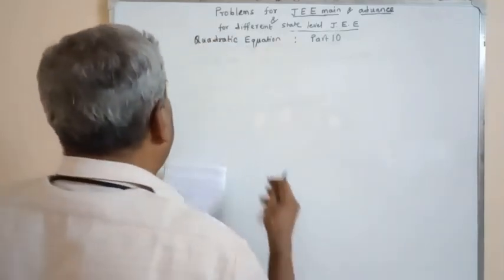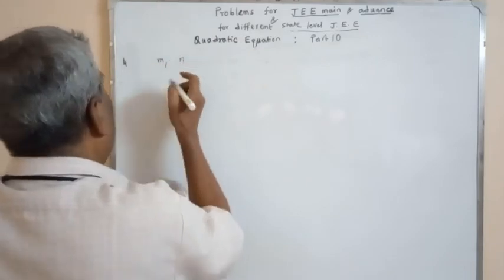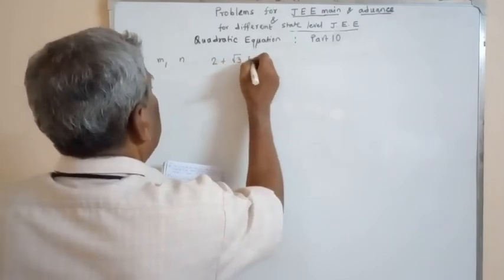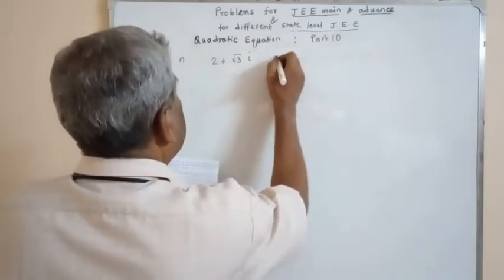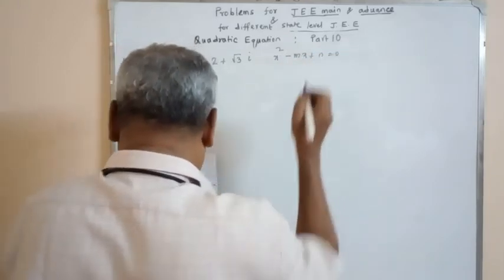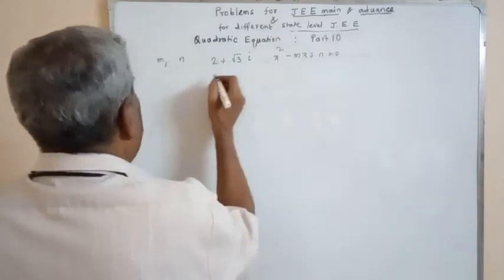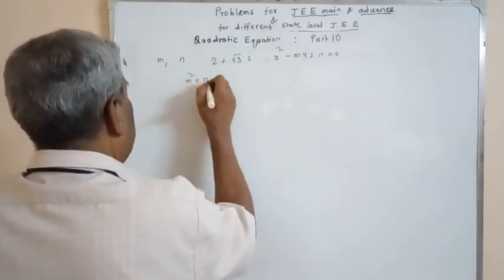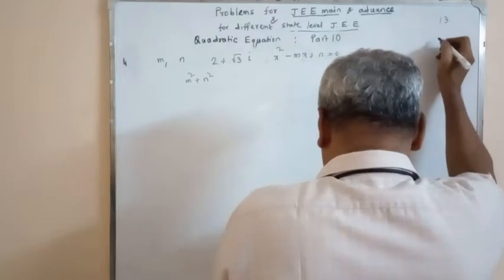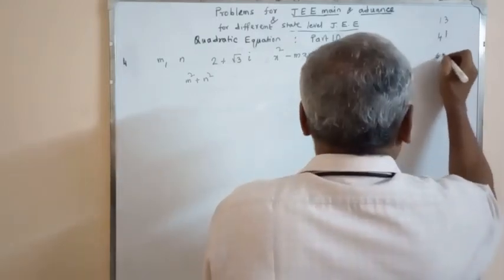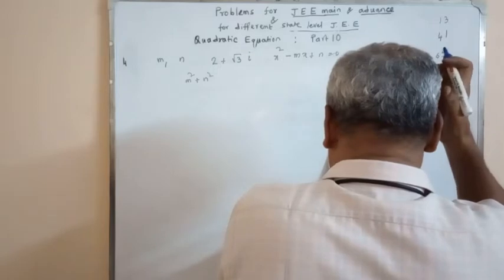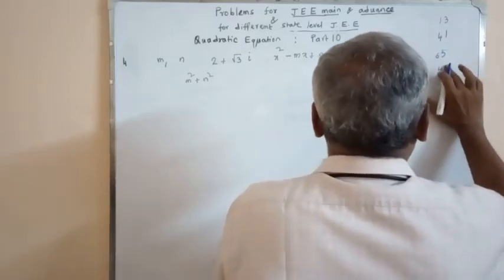If m and n both are real, and 2 plus root 3i is a root of x square minus mx plus n is equal to 0, then find the value of m square plus n square. Options: 13, 41, 65 and 43.